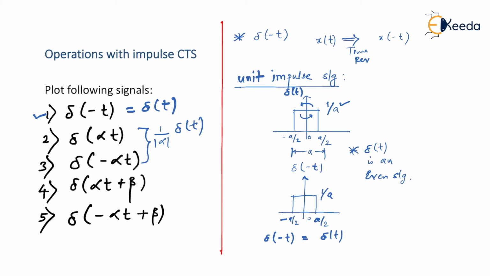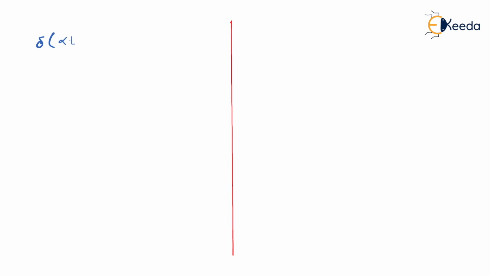Let us go for the fourth problem now. Second and third we have already solved. Let us go for fourth, that is del of alpha t plus beta. Now in this problem, we know that what we do first, we try to make the t coefficient free. So let us do that. Del of, if I take alpha common, what remains inside? It is t plus beta by alpha. Is that right?